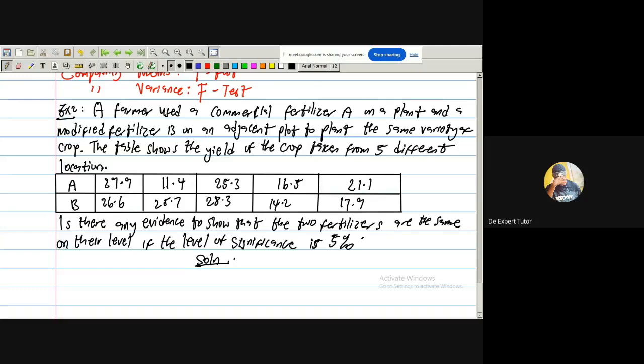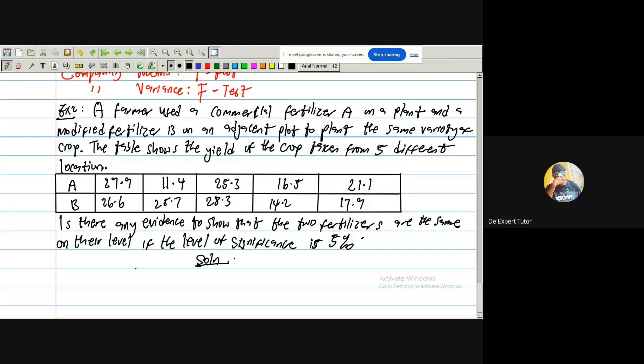Okay. Are you ready to solve? Yes. Okay. So see what we have here. We are having two samples now. The thing is that we are trying to use different fertilizer. So we are using commercial fertilizer A and B on the same species of plant. On this one we use fertilizer A. On this one we use the modified fertilizer B. So we are asked: is there any evidence to show that the two fertilizers are the same on their level, are the same?